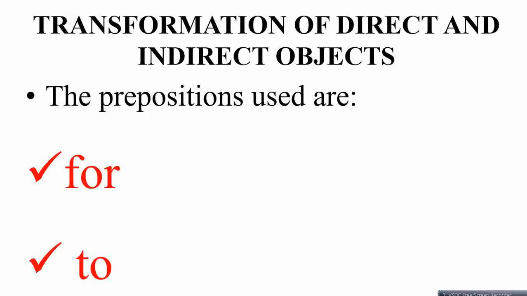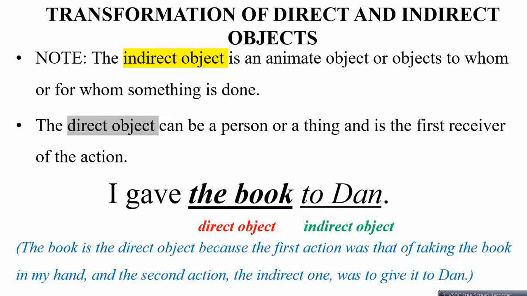Now here comes the prepositions that we just talked about कि वो कौन से prepositions हैं that are likely to precede your indirect object. These two prepositions are for and to. The two prepositions that you use in such cases of object transformation are for and to. I hope this much is clear so far. अब हम proceed करते हैं further कि आपका indirect object क्या है और direct object क्या है.